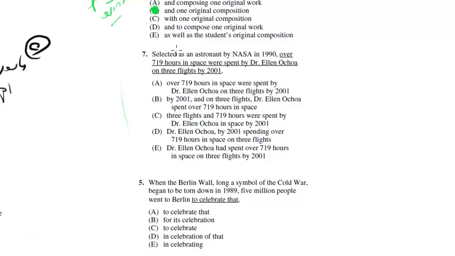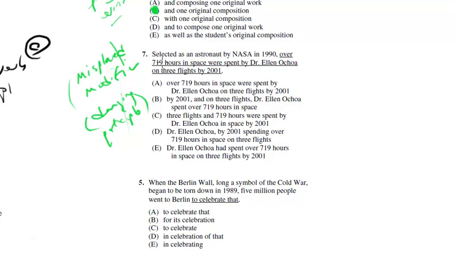Selected as an astronaut by NASA in 1990, over 719 hours in space were spent by Dr. Ellen Okoa on 3 flights by 2001. This is an example of a misplaced modifier error, and these are very hard to pick up because, or also dangling. I think dangling participle maybe. I call them misplaced modifier though. So these are very hard to pick up because we probably speak like this all the time, but when you look at them literally, you'll see that they're not going to make sense.